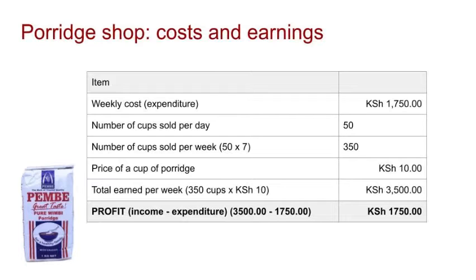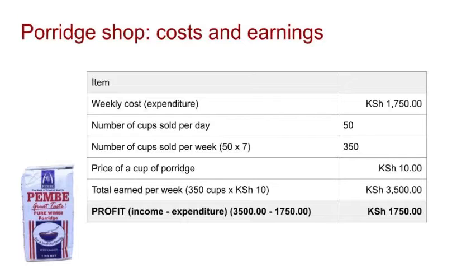And if we are selling our porridge at a price of 10 shillings a cup, that then means we're earning 3,500 shillings every week, which is great, because that means that our income, the money that we're getting in, is greater than our expenditure. And that's an important thing for a business.